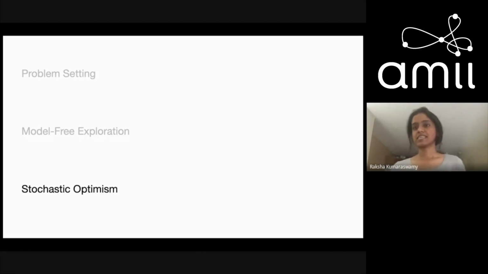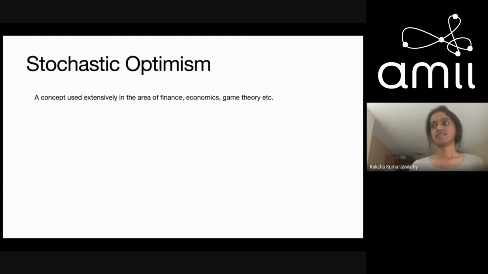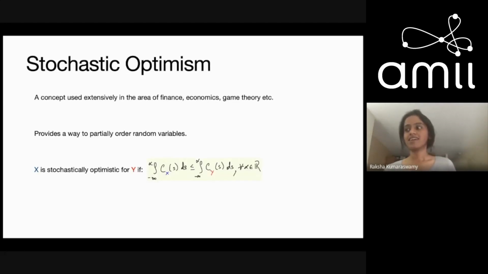So given this, just to provide an overview of stochastic optimism quickly, it's a concept that's extensively used in the area of finance, economics, and game theory. For people who are familiar with it, maybe it's also called second-order stochastic dominance. But stochastic optimism is defined by Osband et al. in the RLSVI work. It provides a way to partially order random variables. So what does it mean to order random variables?